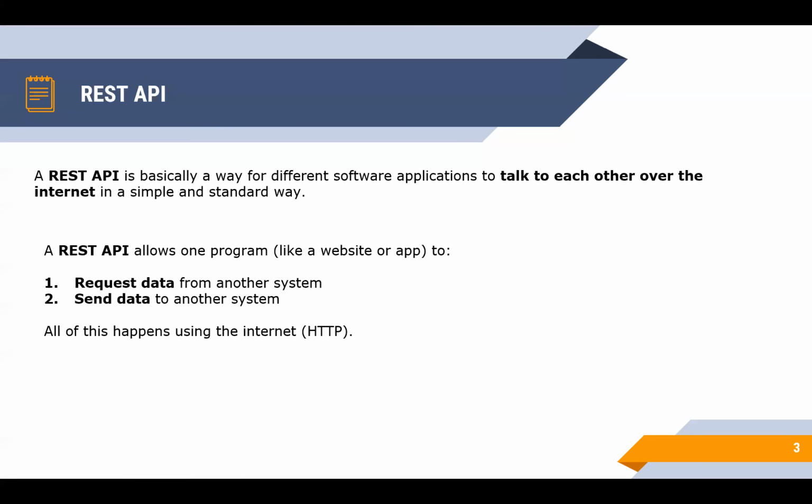So REST API is basically a way for different software applications to talk to each other over the internet. REST API allows a program to request data from another system and send data to another system, and all these things happen with the help of the internet. Obviously, we require the internet to send a request or get a response.